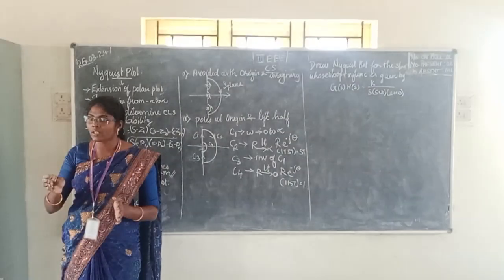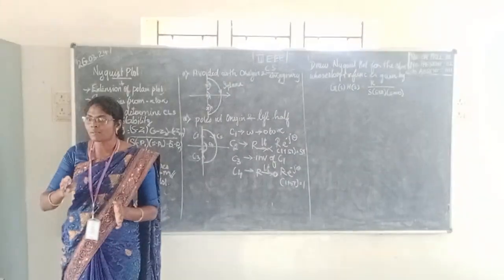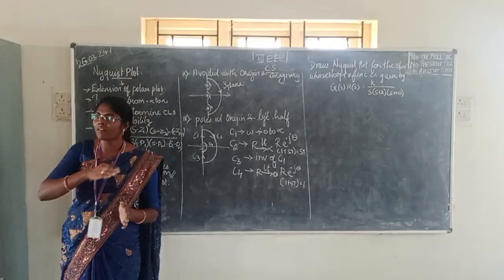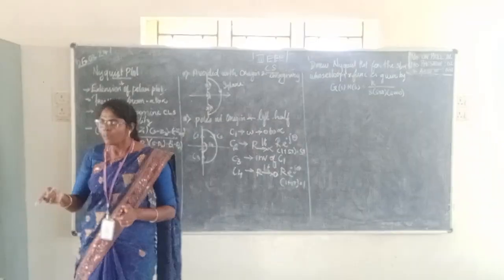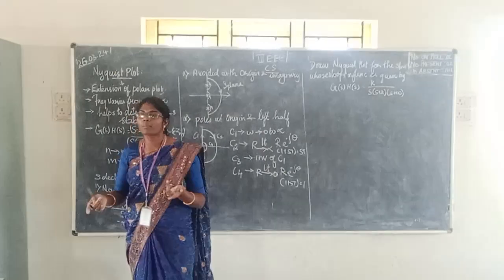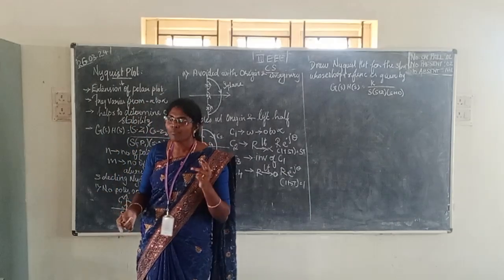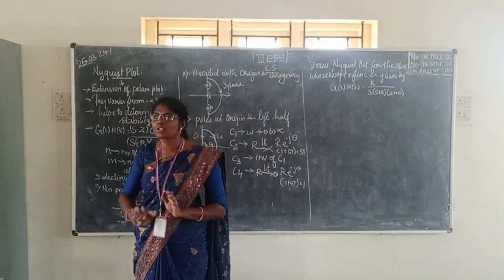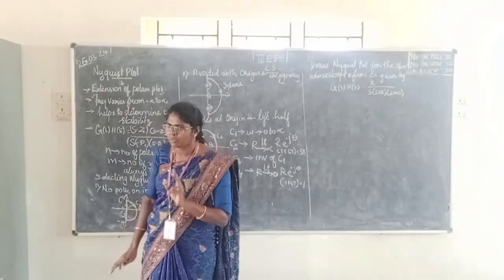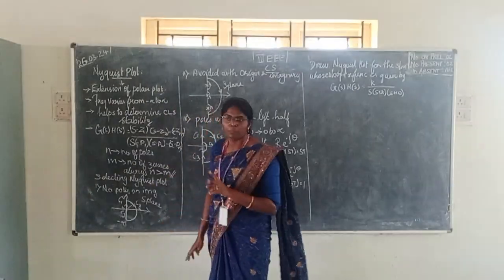That is the difference between the polar plot and the Nyquist plot. In the Nyquist plot, negative frequencies exist, so the omega value ranges from minus infinity to plus infinity, whereas in the polar plot the frequency ranges from 0 to infinity, that is, only positive frequencies are allowed.